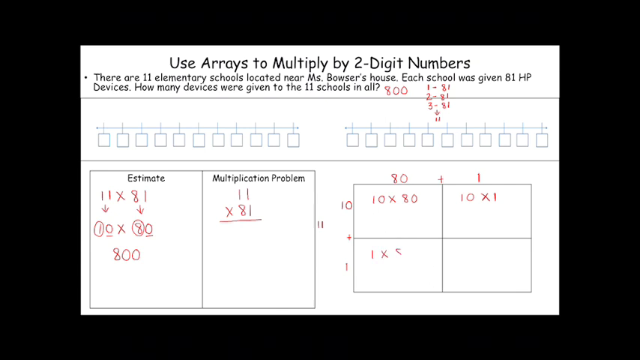1 times 80 and 1 times 1. 1 times 8 is 8. 1, 2 zeros in my factors, 1, 2 zeros in my product. 10 times 1 I know is 10. I don't need to look for the basic fact. 1 times 80 is 80. And 1 times 1 is 1. I'm going to line it up.